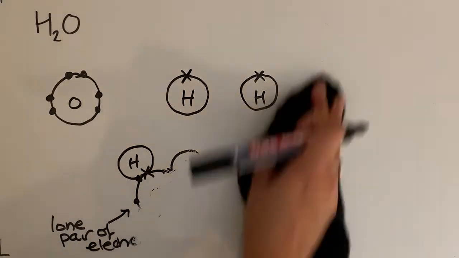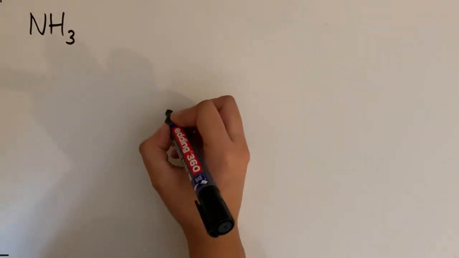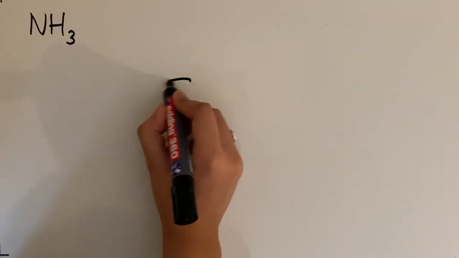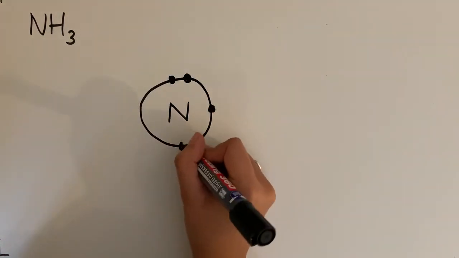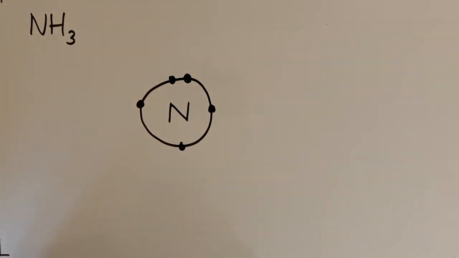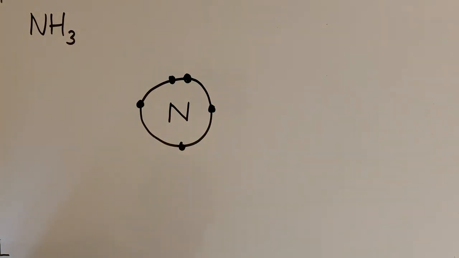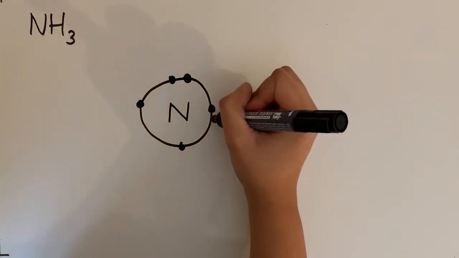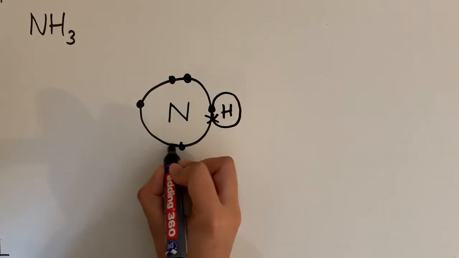Let's now have a look at another one. I'm now going to go for ammonia, which is our NH3. Nitrogen is in group 5, so it has 5 outer electrons. Hydrogen, as we know, has 1 electron. So as you can see, for this nitrogen to have a full outer shell, it's going to bond with 3 hydrogens. So it's going to bond with 1 here. Hydrogen's going to share its electron there.